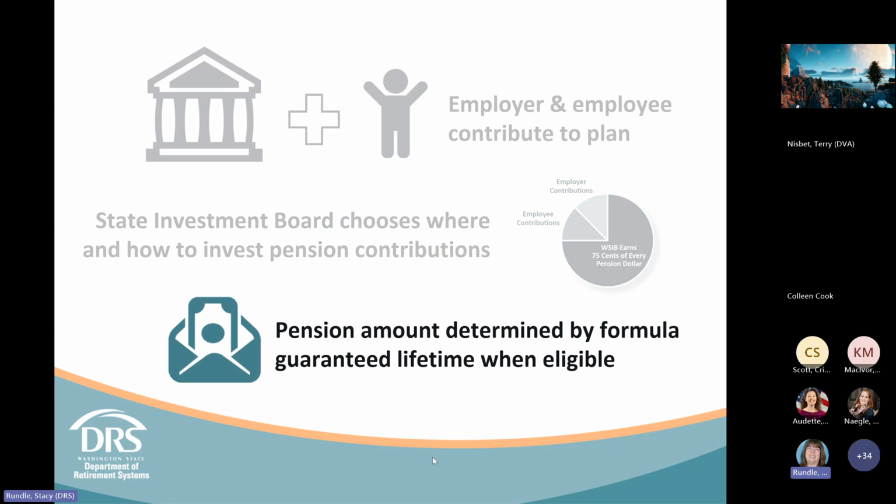Your pension benefit is also known as a defined benefit. That's because your benefit amount will be defined by a formula, not by contributions or investment returns. Once eligible, you will receive a pension benefit payment every month for the rest of your life. You can't outlive your pension. You do have to apply for it once you're eligible, but again, it's guaranteed to you once you're eligible for it. And DRS will consider you to be retired once you have activated your pension.